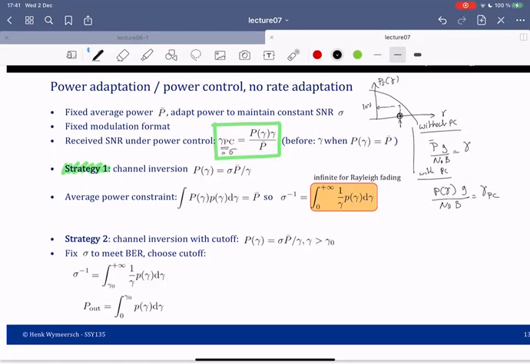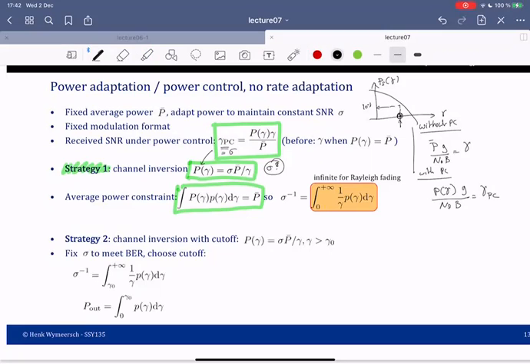So if this SNR after power control is equal to sigma, I can solve for P of gamma, and this immediately leads me to this expression. The question is now, how should I choose sigma? I find sigma by using the fact that the average power is some fixed value. Okay, so I have these two relationships, and from these two relationships I can solve for sigma.